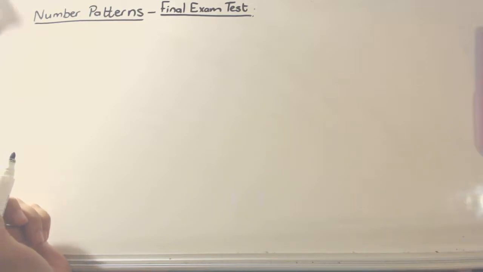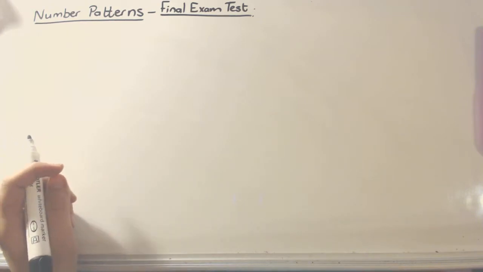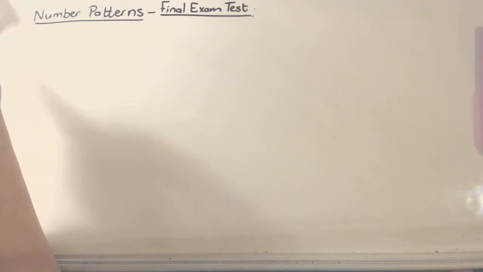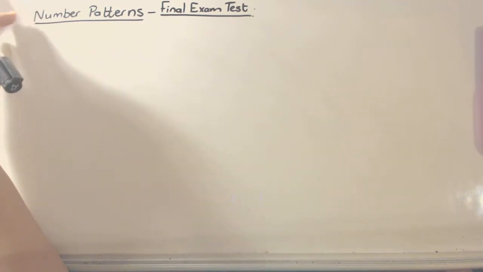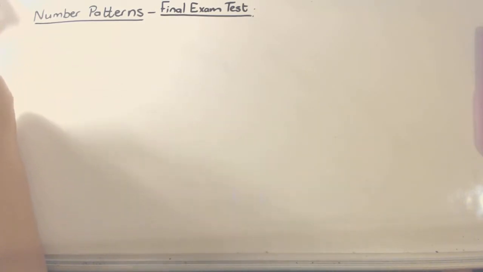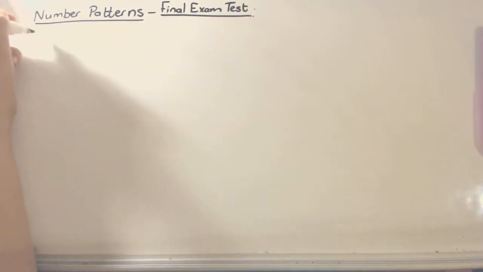Number patterns, final exam test. Now this one, the third test, is a breakdown and content that is similar to what you can expect in your final exam. So this is a structured test out of 50 marks with the content as examinable in matric exams, with also some grade 10 and 11 knowledge and content that you must be able to apply in here.